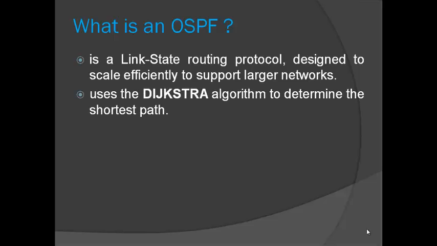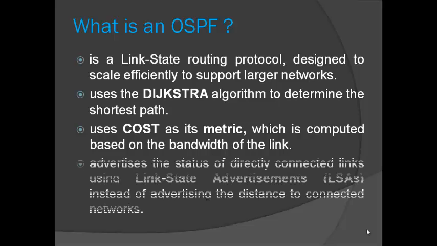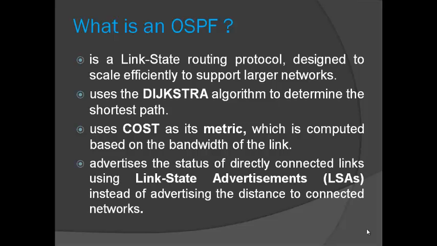It uses the Dijkstra algorithm to determine the shortest path. OSPF uses cost as its metric, which is computed based on the bandwidth of the link. OSPF advertises the status of directly connected links using link state advertisements instead of advertising the distance to connected networks.